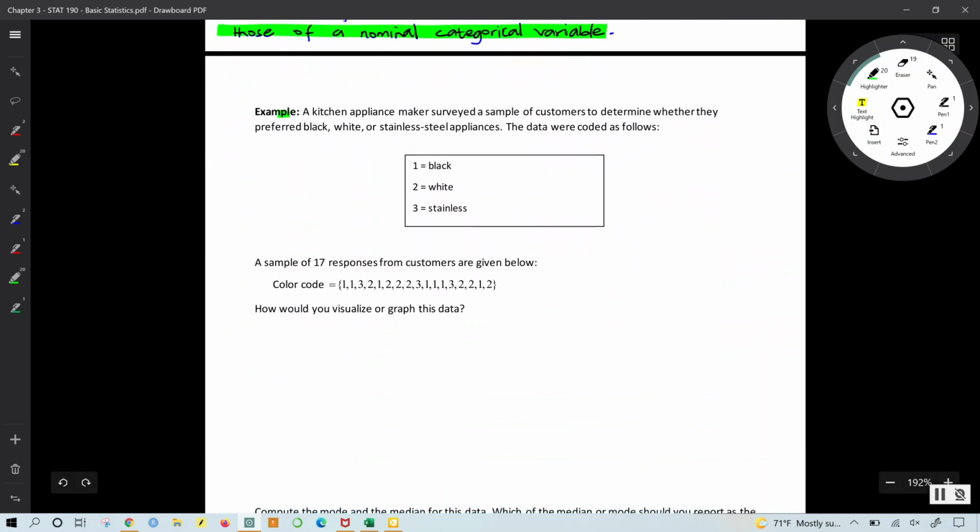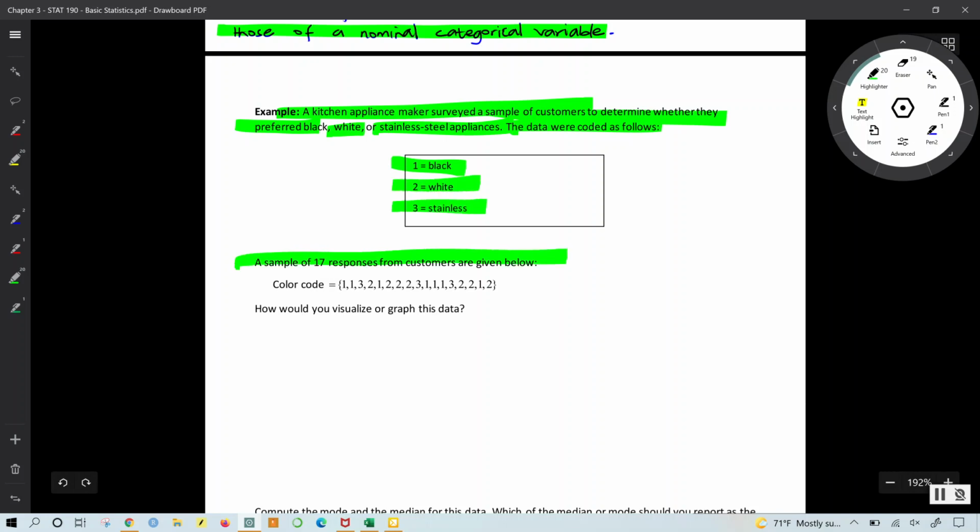In the next example, we are told that a kitchen appliance maker surveyed a sample of customers to determine whether they preferred black, white, or stainless steel appliances. The data were coded as follows: 1 for black, 2 for white, 3 for stainless. A sample of 17 responses from customers are given below. Here we have the data values. How would you graph or visualize this data?